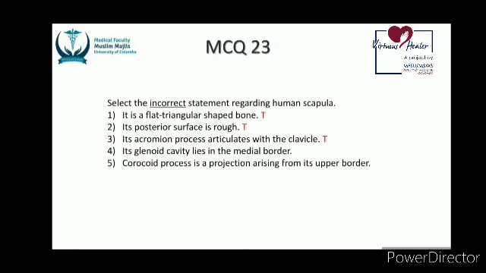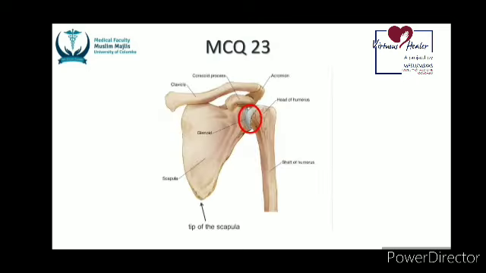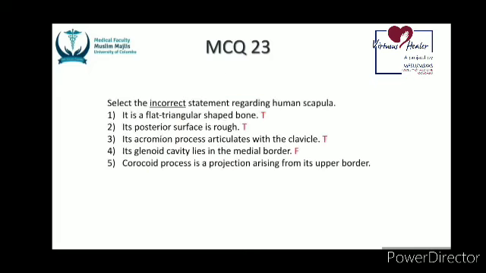Number 4, its glenoid cavity lies in the medial border. If you go through this diagram again, you can see here where the glenoid cavity is located. Now, the glenoid cavity of the scapula articulates with the head of the humerus. Now, the humerus lies lateral to the scapula. So, the glenoid cavity also has to lie at the lateral border of the scapula, not at the medial border. So, therefore, this statement is false.